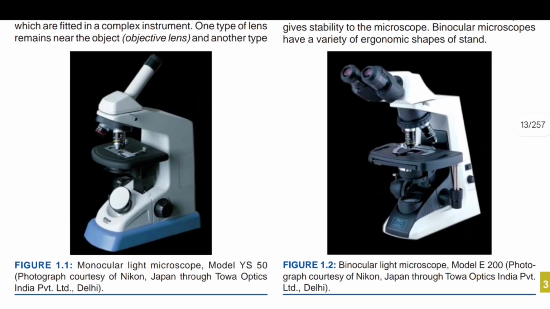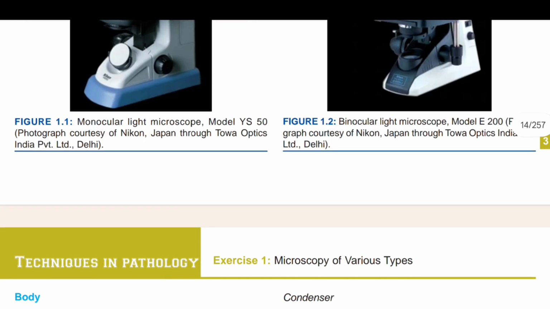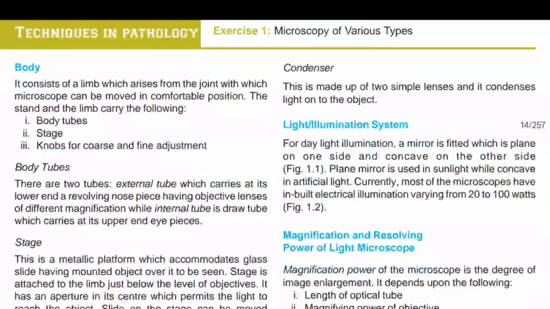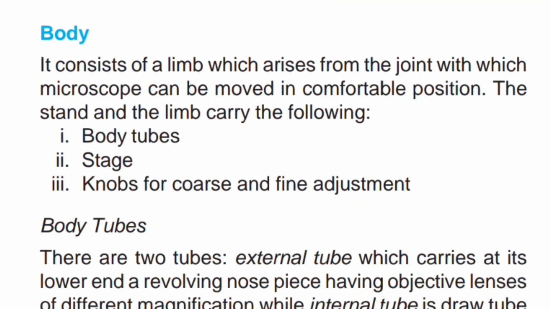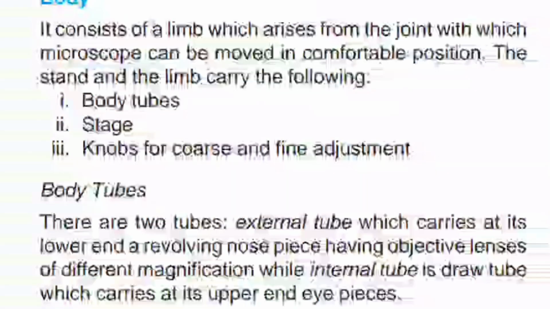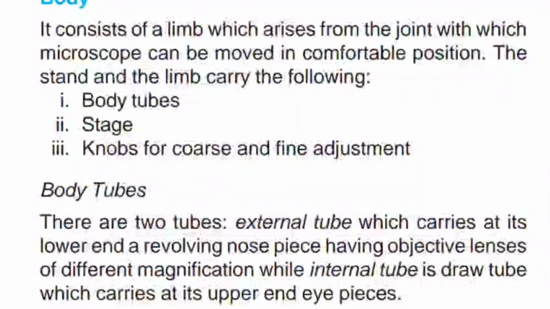This is monocular or this is binocular. Body. It consists of a limb which arises from the joint with which microscope can be moved in comfortable position. The stand and the limb carry the following: first, body tube; second, a stage; third, knob for coarse and fine adjustment.